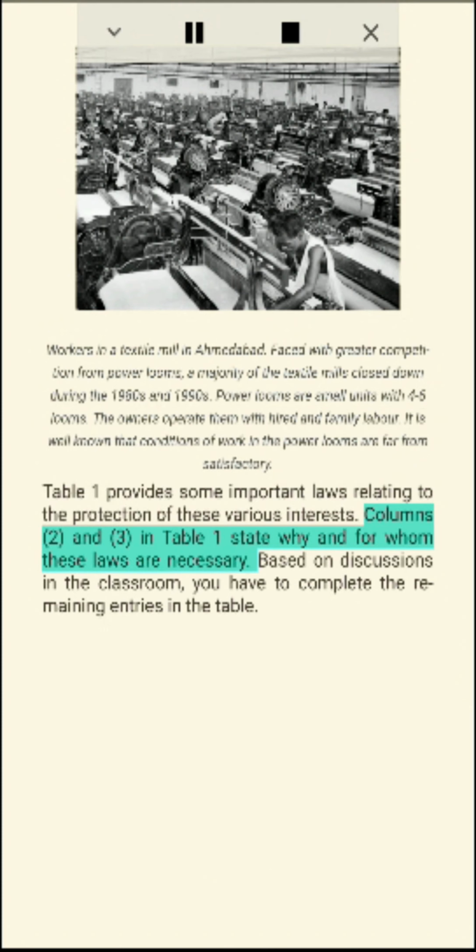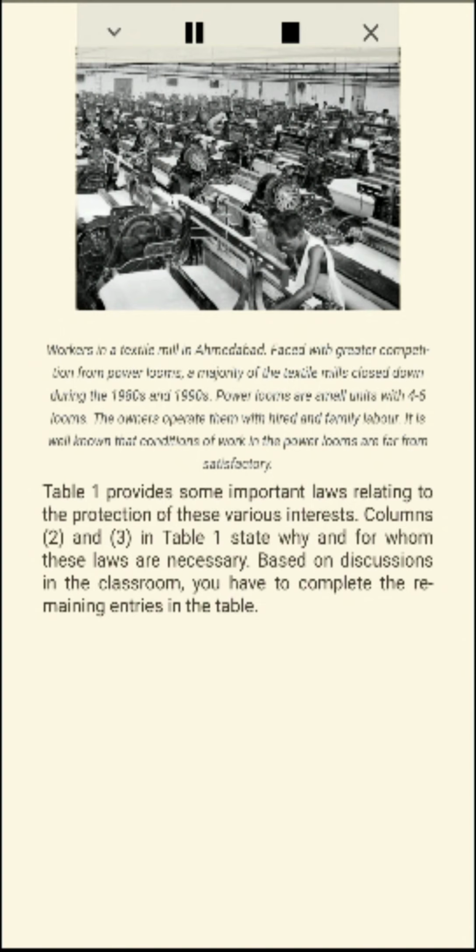Table 1 provides some important laws relating to the protection of these various interests. Columns 2 and 3 in Table 1 state why and for whom these laws are necessary. Based on discussions in the classroom, you have to complete the remaining entries in the table.